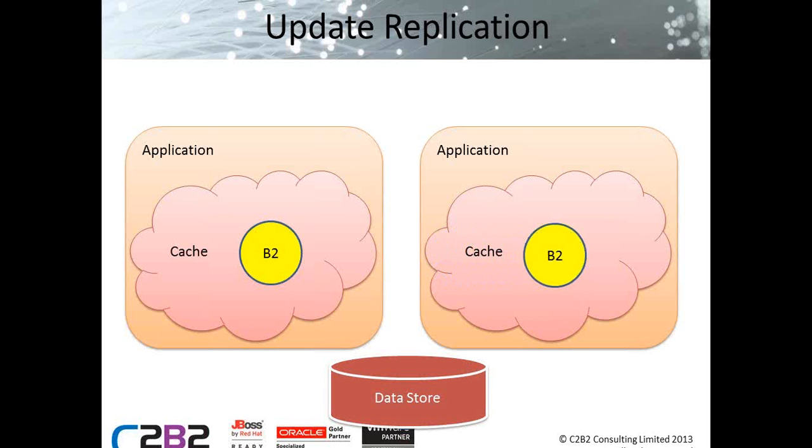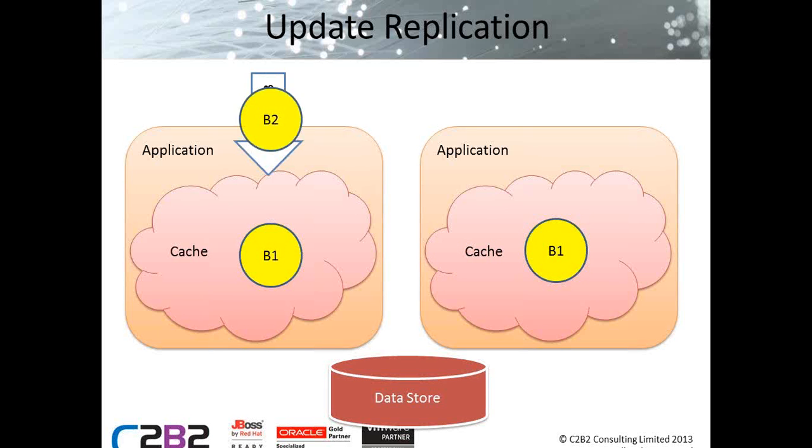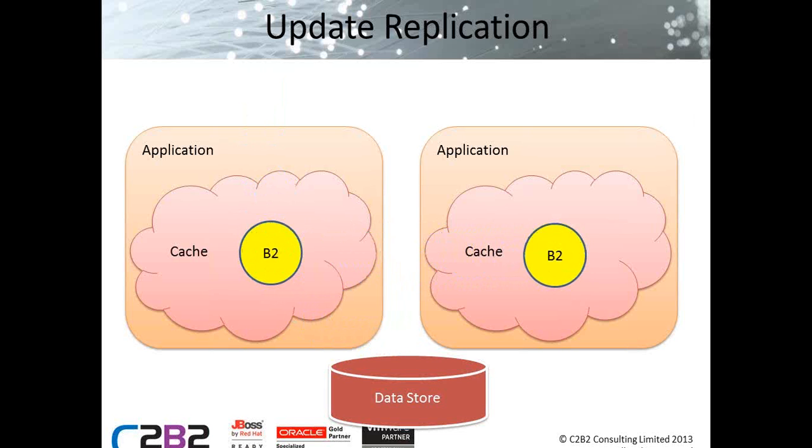The first is update replication, which we're showing here. As we put B2 into the cache and do an update, we have to replicate it across the cluster to keep the cluster coherent, and that's called cache replication or update replication.